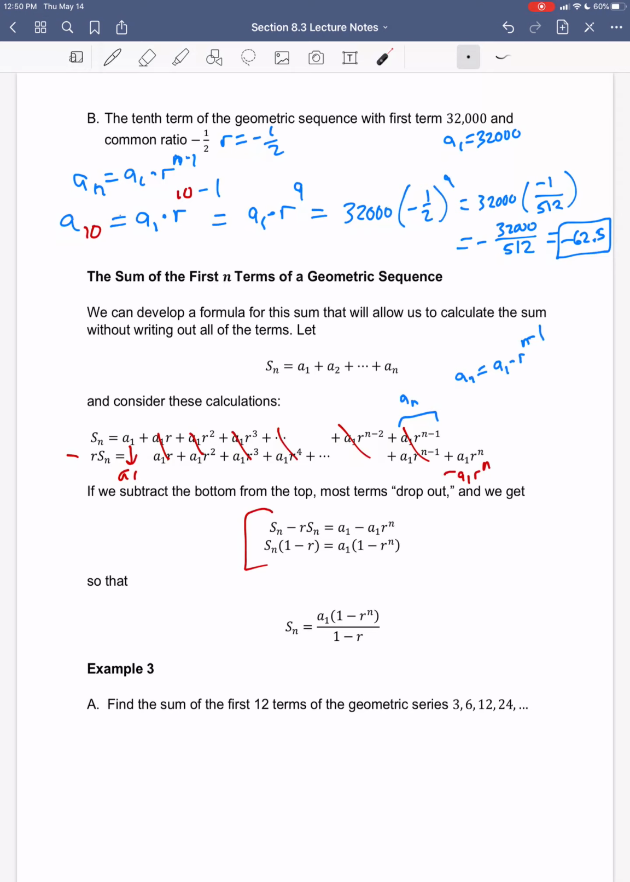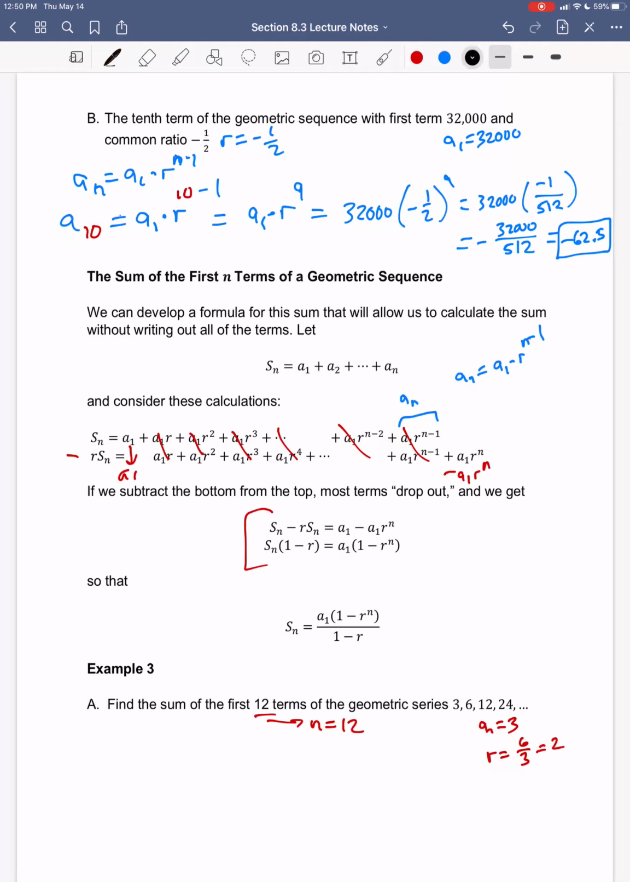To use this formula, we need to know what a sub 1 is, what n is, and what r is. So, what do I have here? I know that a sub 1 is equal to 3. To find my r, that would just be 6 divided by 3, which would be 2. And if I want the first 12 terms, that's telling me that n is equal to 12.